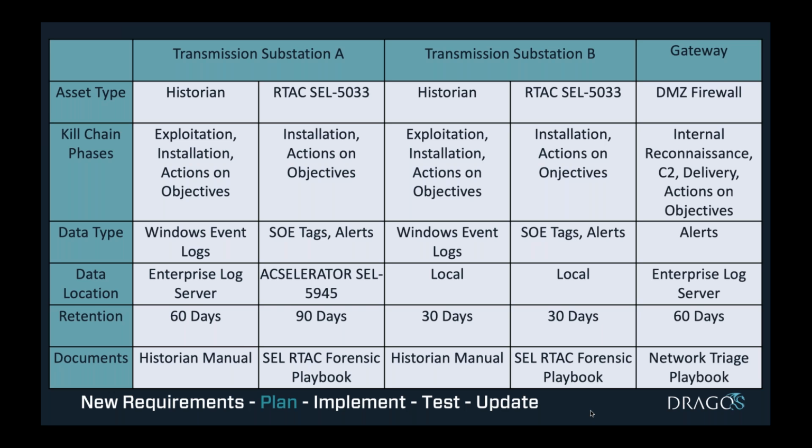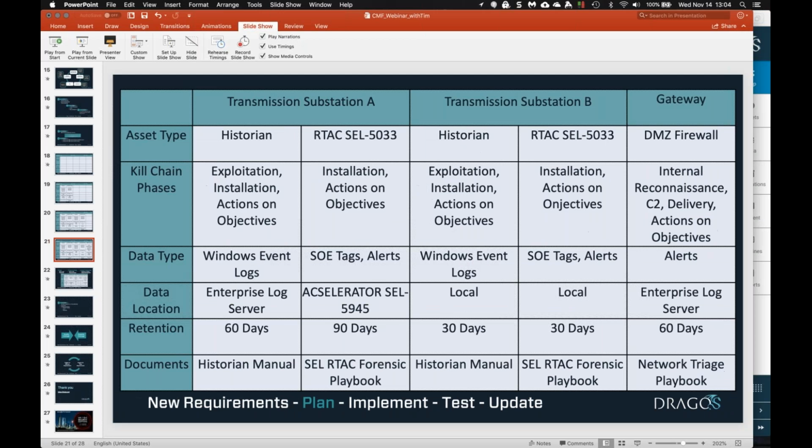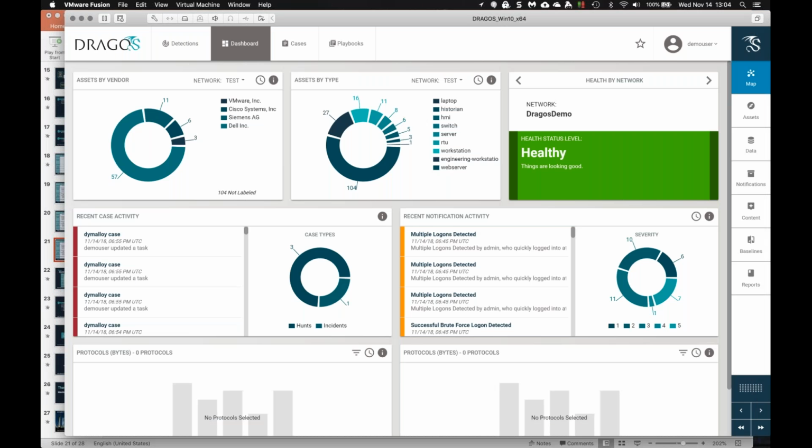And then we've got a single gateway at this point that both substations would go through, the DMZ into the corporate network. And this is where, again, we're aggregating data to an enterprise log server. We've got some retention, and our document, maybe we've got a playbook that's focused on network triage. So I'm going to jump over to, in this case, our log collection server, which is the Dragos Platform, and we'll use that to talk about a couple of the use cases where this may come into effect.